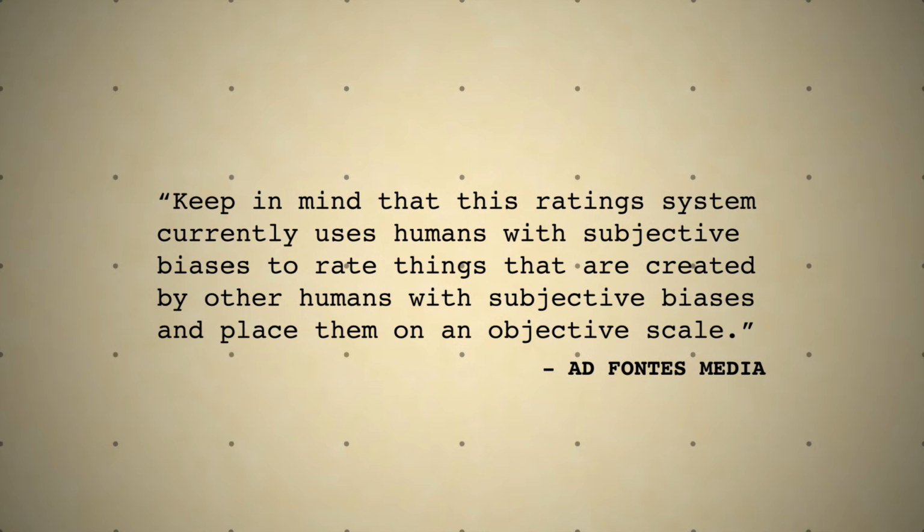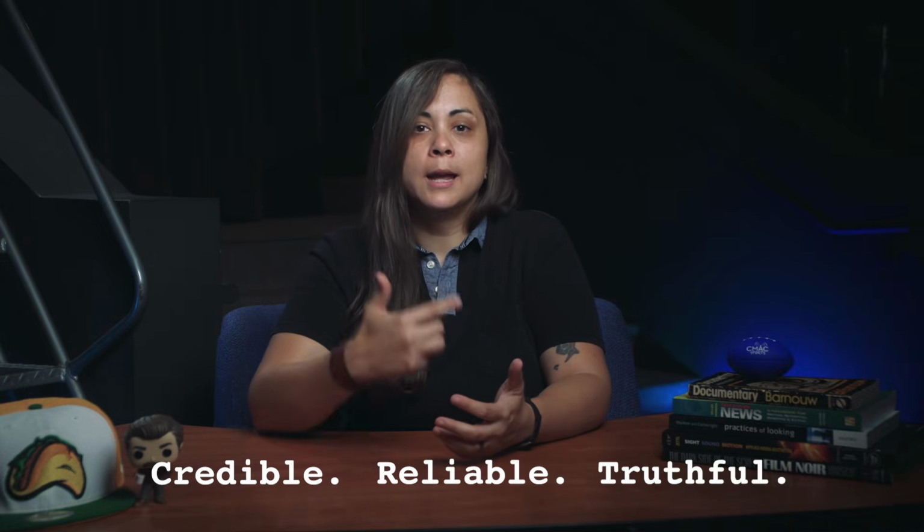Ad Fontes Media states on their website regarding their chart to keep in mind that this rating system currently uses humans with subjective biases to rate things that are created by other humans with subjective biases and place them on an objective scale. With that in mind, the chart can assist us by cutting down on some of the research we would otherwise have to do on our own. Utilizing it as a quick reference tool, we can assess how likely or not the media platform we're looking at is giving us information that is credible, reliable, and truthful.